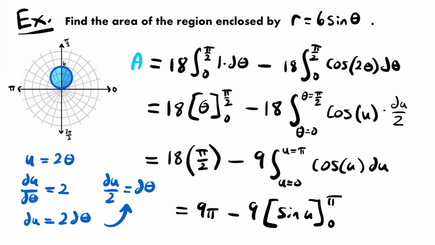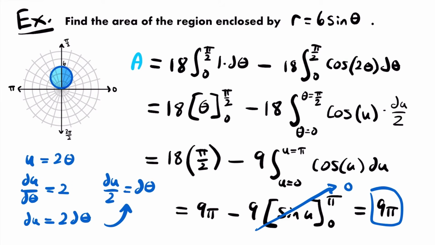Now here's where things get interesting, because if we evaluate sine at pi and then subtract the evaluation at 0, sine of pi and sine of 0 are both 0. So we have 0 minus 0, which makes this whole value 0. And so 0 times 9 is 0. So we're just subtracting 0 from 9 pi. So this whole term becomes 0. And our final answer is that the area is equal to just 9 pi. That is the area of this region enclosed by this polar equation.